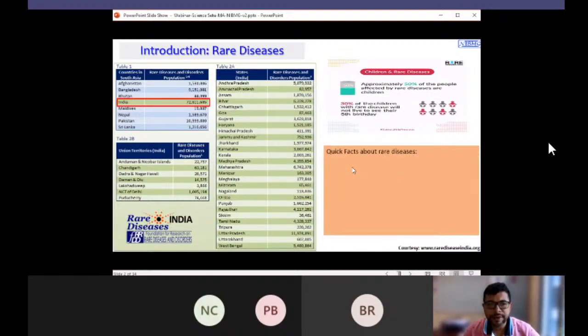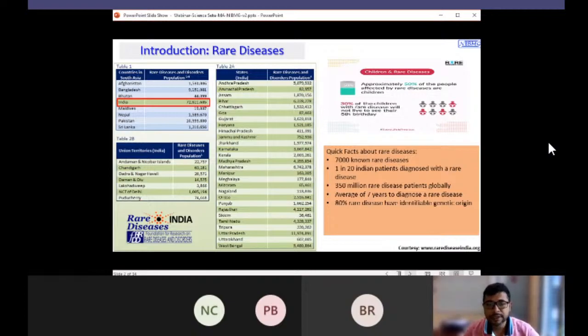So here are a few quick facts about rare diseases. There are 7,000 known rare diseases. 1 in 20 Indian patients diagnosed with rare disease. 350 million rare disease patients globally, which is a big number. Average of 7 years to diagnose a rare disease. 80% of rare disease have identifiable genetic origin, which we will be talking about today. And rare disease include inherited cancers, autoimmune disorders, congenital malformations, and sometimes rare infectious diseases. Today's talk will be focused on the congenital genetic diseases only.